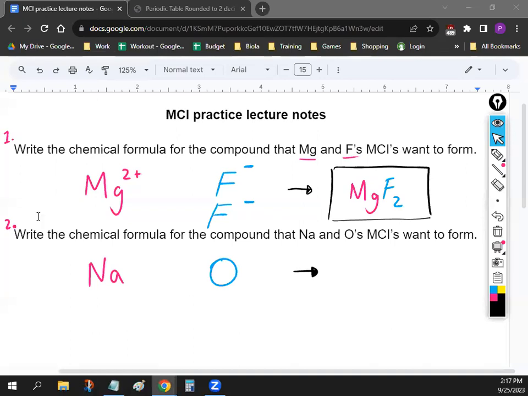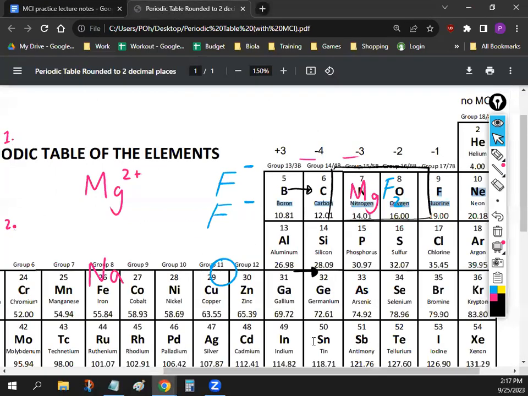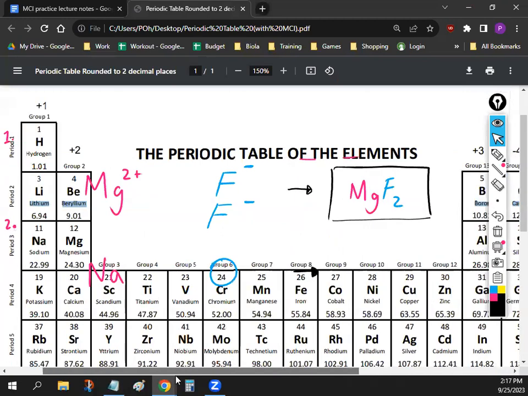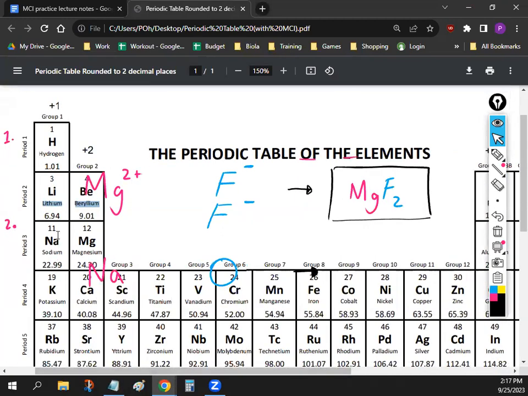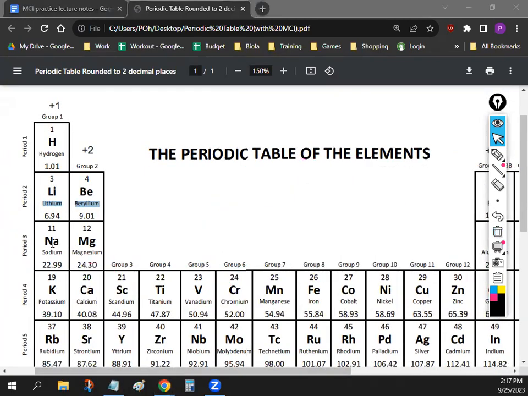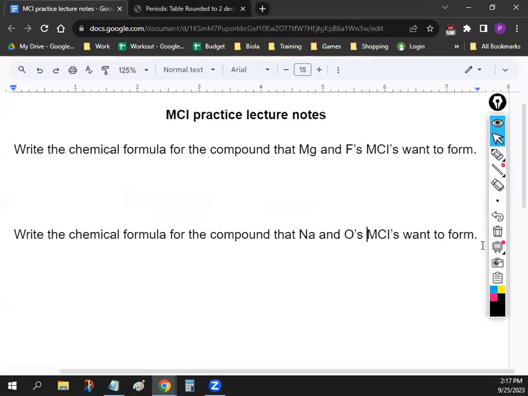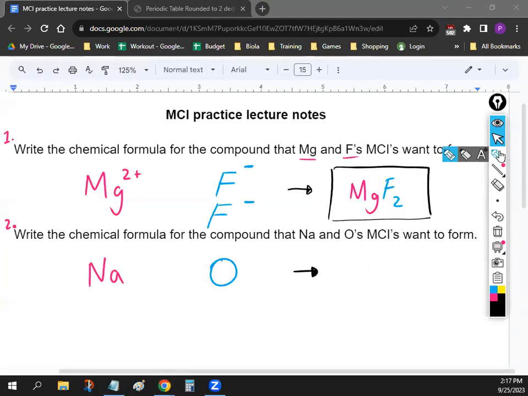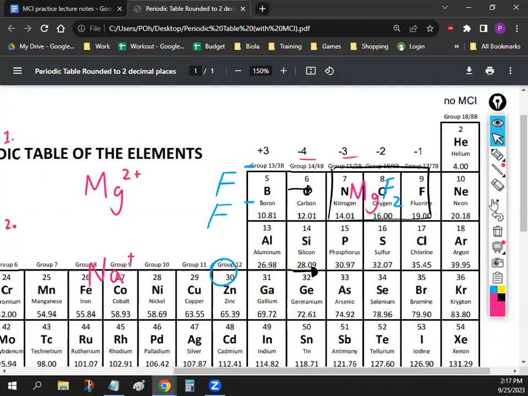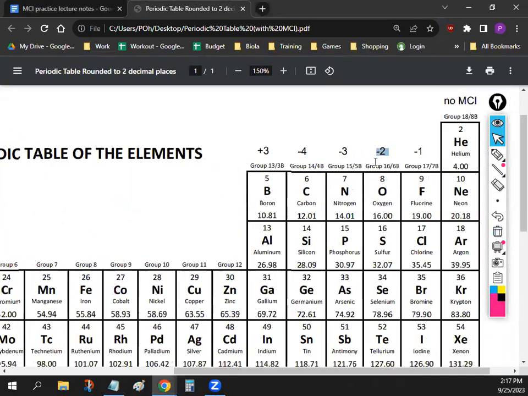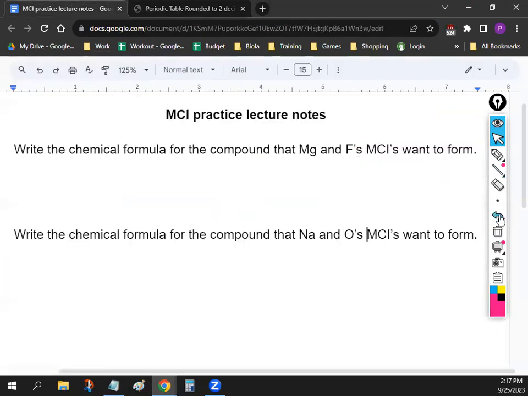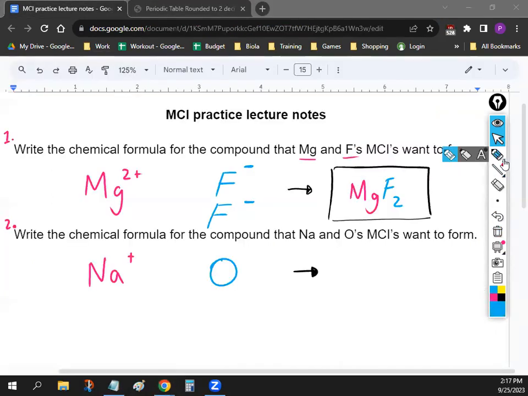All right, so if we take a look at Na, what is Na's MCI? Yeah, +1. It's right here in this first column, right? Na is right here, so it's +1. So we're going to write Na plus. Okay, and then if we take a look at oxygen, what's oxygen's MCI? Yeah, -2, right? It's right here. So we're going to write 2-. Okay, so we're almost done.